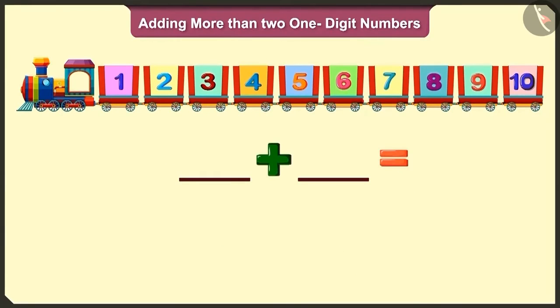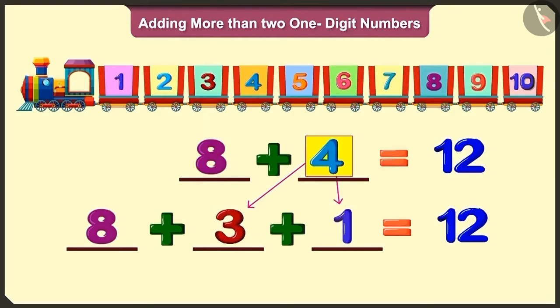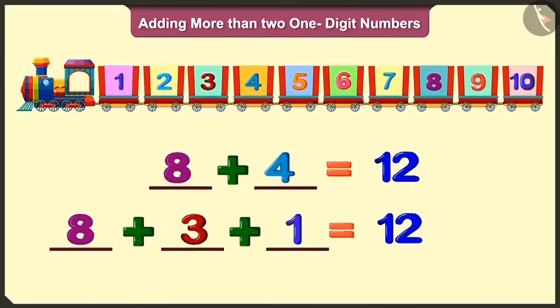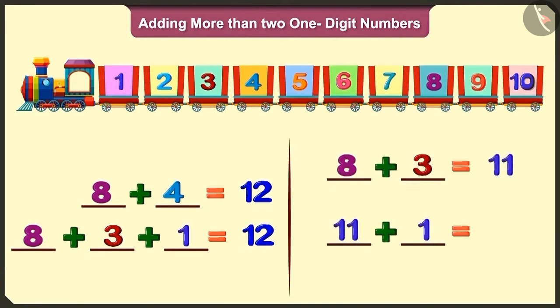I already know that 8 and 4 makes 12. Here I have to add 3 numbers. So instead of adding 8 and 4, I will replace 4 with 3 and 1. Then adding 8 and 3 will make 11 and 11 and 1 will make 12.